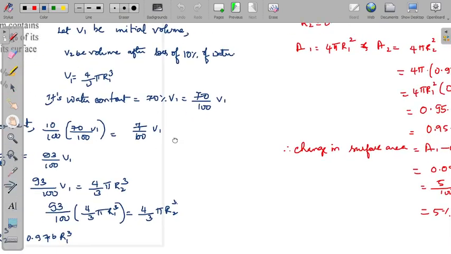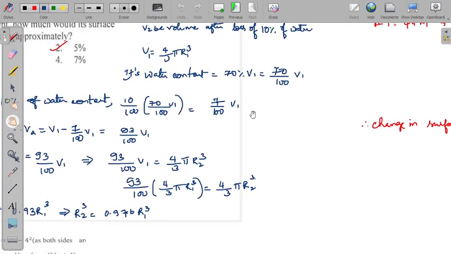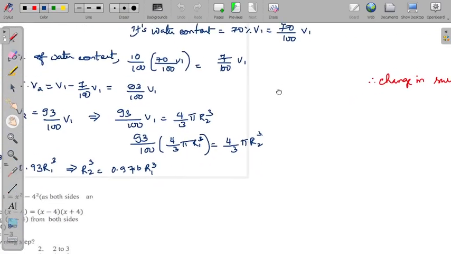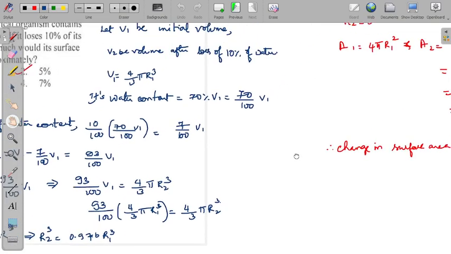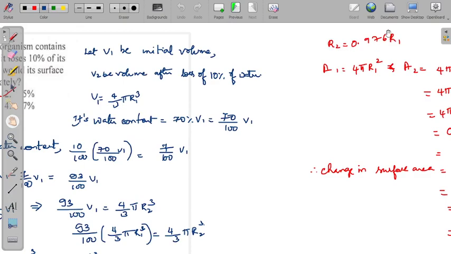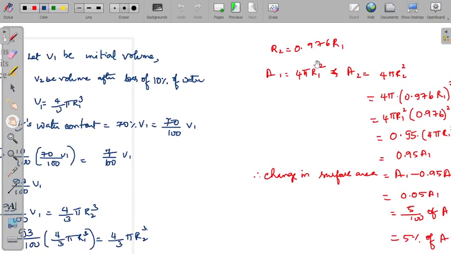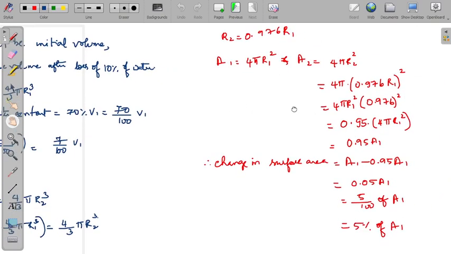So here I have r2 equal to 0.976 r1. So r2 is equal to, if I remove the cube on both sides, or else keep r2 cube as it is. Now area has to be found, because surface area they are asking: A1 equals 4 pi r1 square and A2 equals 4 pi r2 square. 4 pi into r1 square, r2 square is equal to 0.976 r1 whole square.